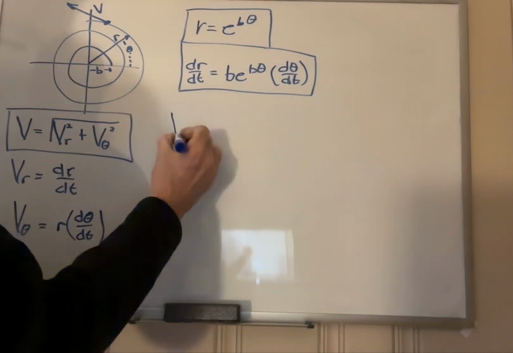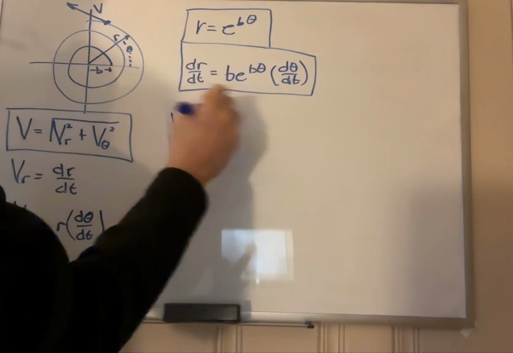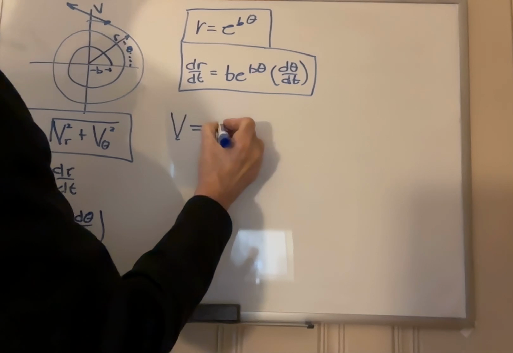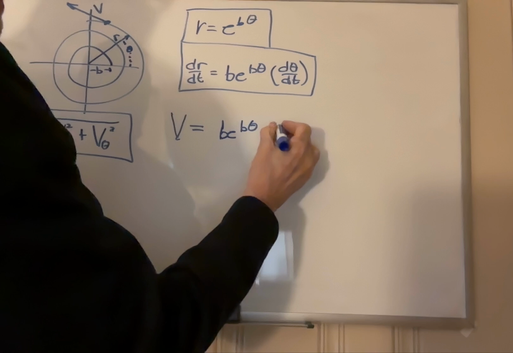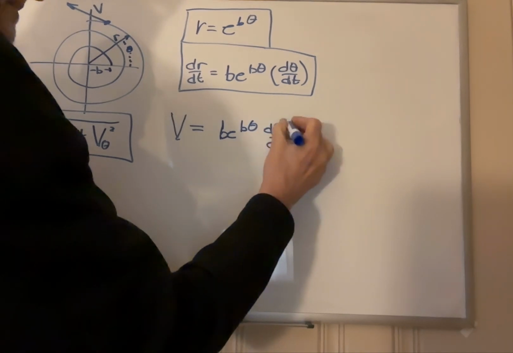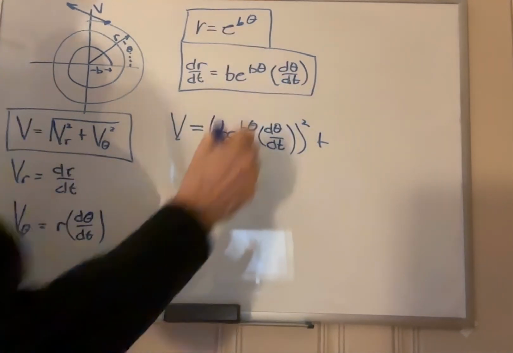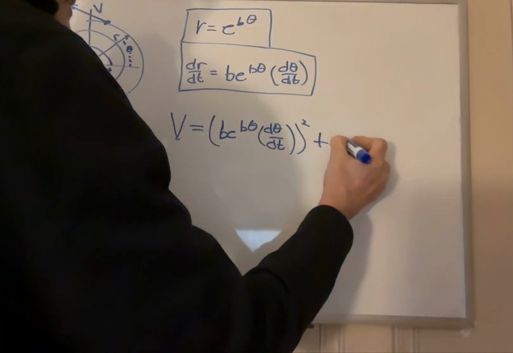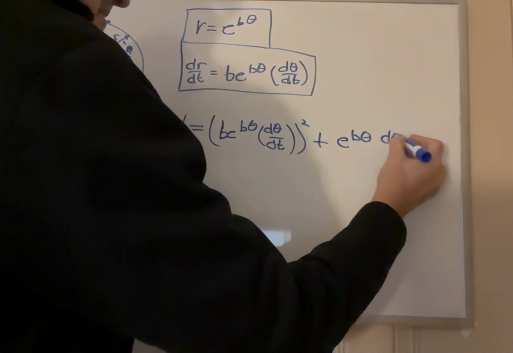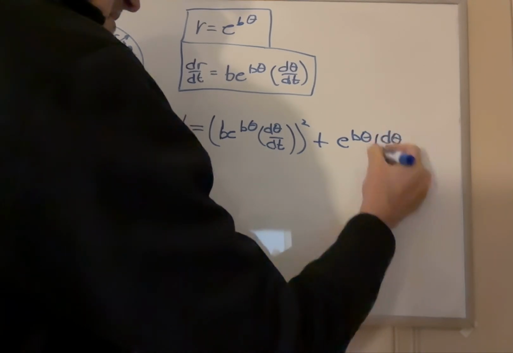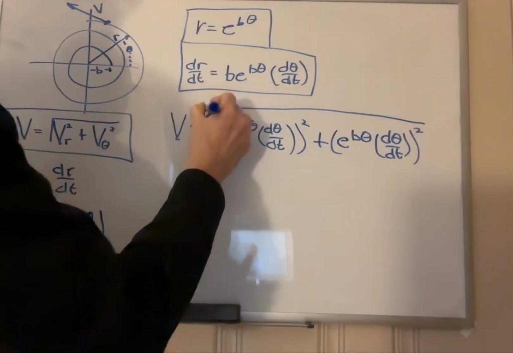So let's do that. So we'll plug this in. So v_r is just simply dr/dt, which is this, which is going to be b e^(bθ) dθ/dt. We're going to square everything, plus r, which is just e^(bθ) times dθ/dt. And we're going to square this too. Then we're going to put the whole thing under a square root.